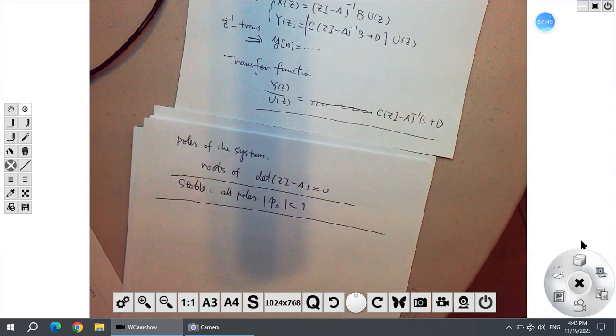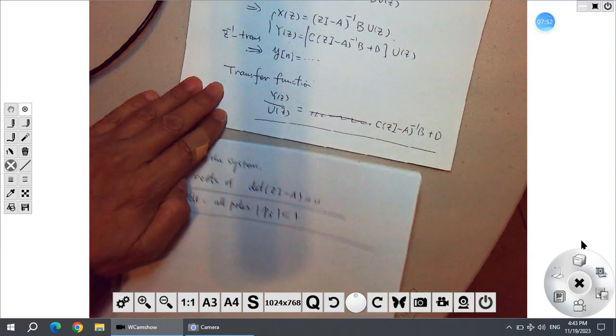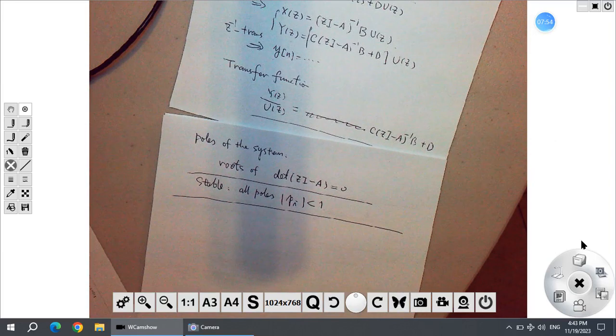And we can also have similar things like canonical form, the similarity transform, and then like CCF, OCF, and then feedback. We can have all the similar things as in the continuous case. Now we want to focus on how to go from a continuous one to a discrete time one.